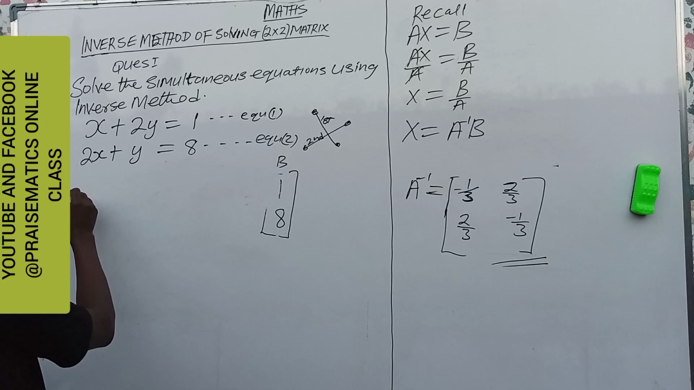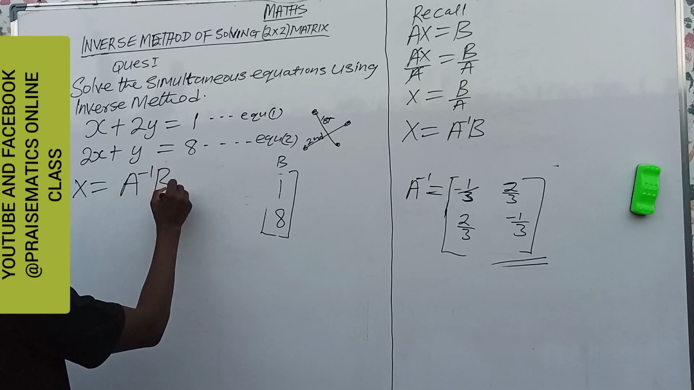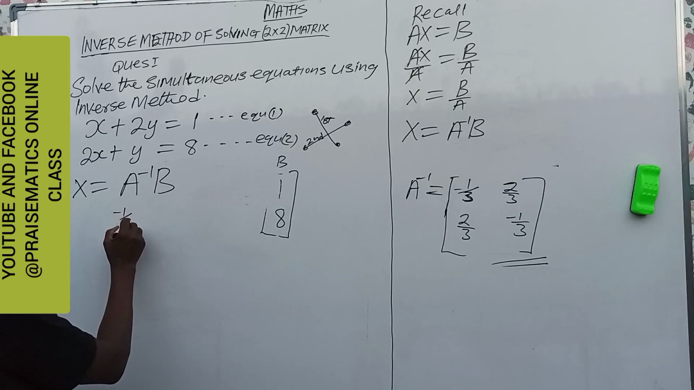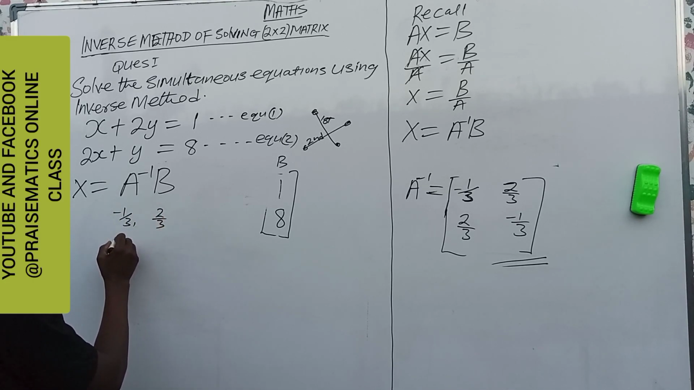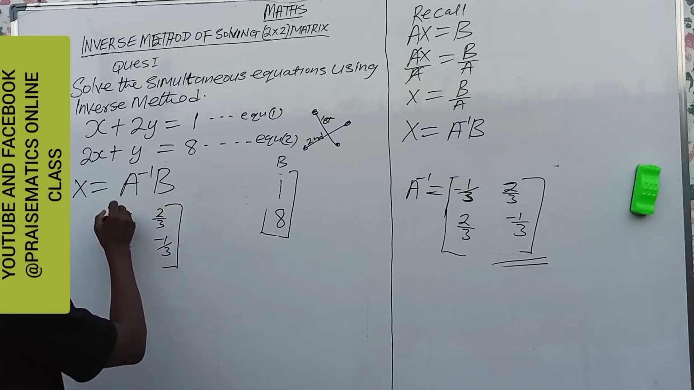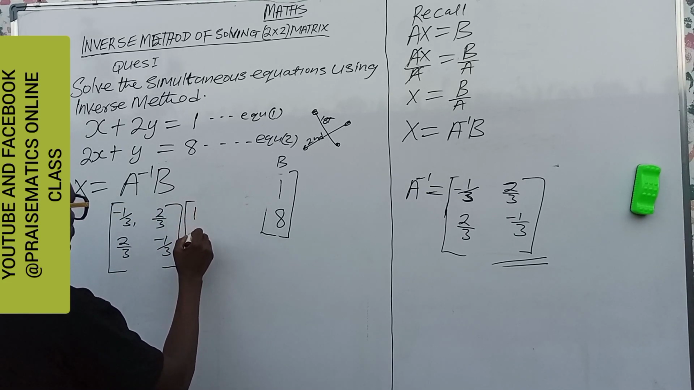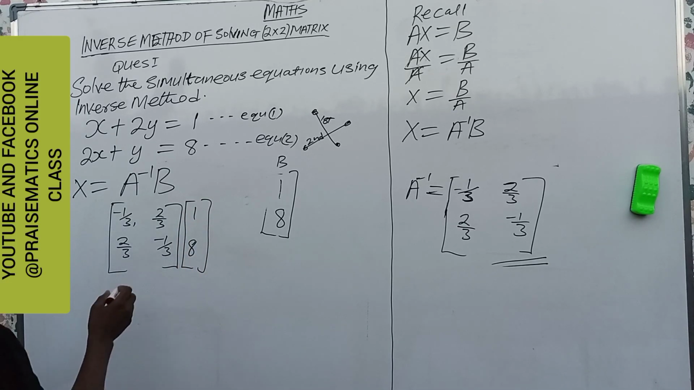From this place, with our A, we are going to have that X is equal to A inverse B. And what is our A inverse? Our A inverse is minus 1 over 3, comma, 2 over 3, comma, 2 over 3, comma, minus 1 over 3. Multiply by B. What is our B? 1, 8. Close it.